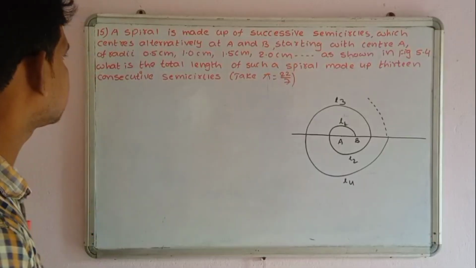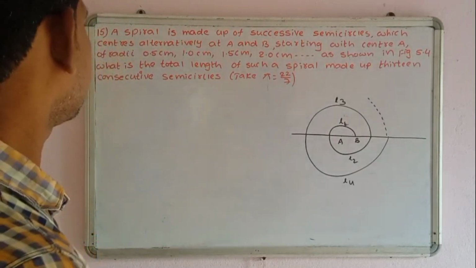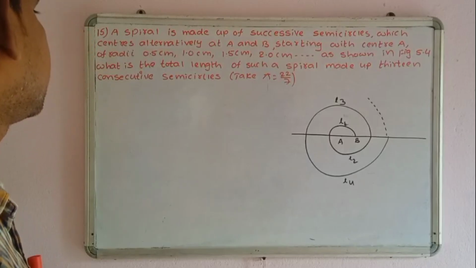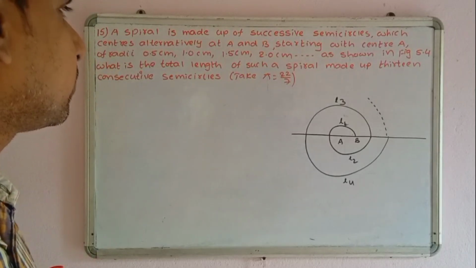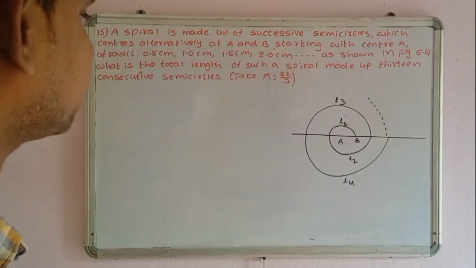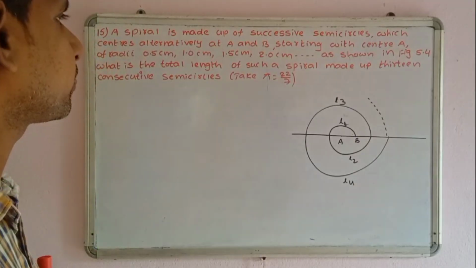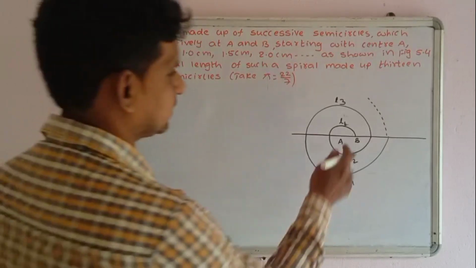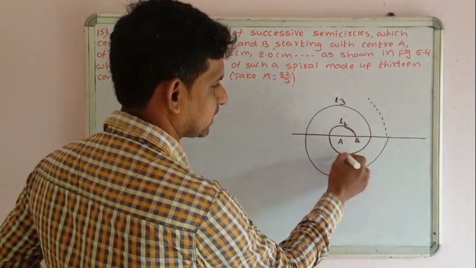Problem 15. A spiral is made up of successive semicircles whose centers are alternately A and B, starting with center A, of radius 0.5 centimeters, 1 centimeter, 1.5 centimeters, 2 centimeters, as shown in figure 5.4. This is the figure 5.4. What is the total length of such a spiral made up of 13 consecutive semicircles? Take pi equals 22 by 7. See, this is the first semicircle with center A. See the second semicircle with center B.